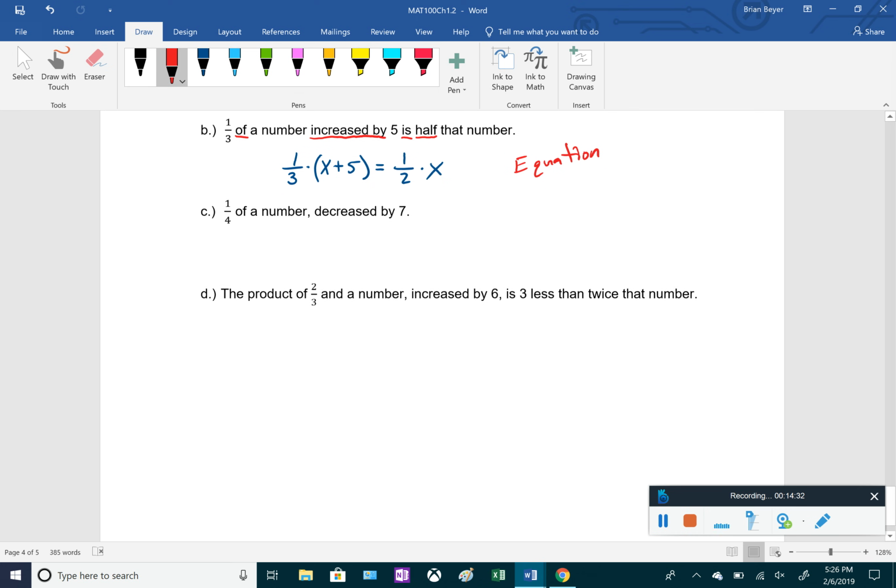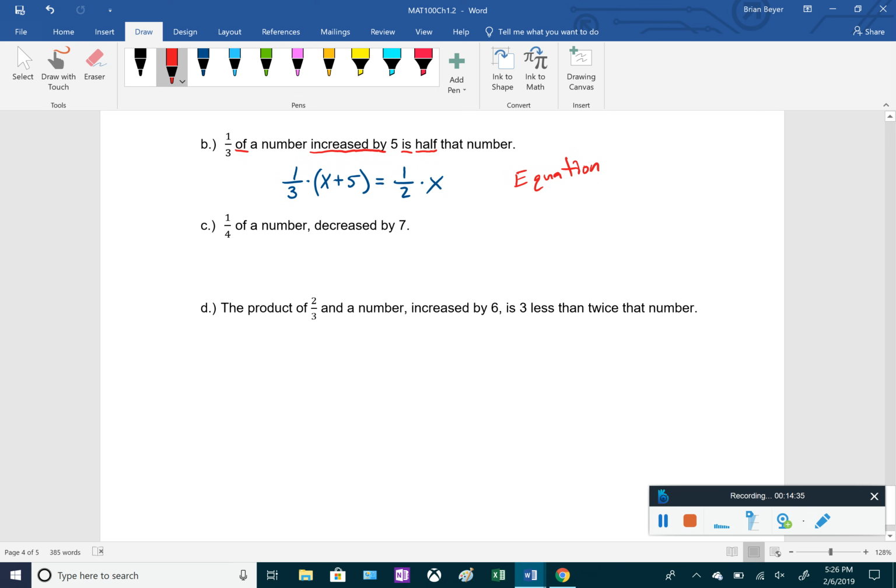Okay, and then for C, so we can see the difference here, we have 1/4 of a number, decreased by 7. So we see of, multiplication, decreased by, subtraction. So we have 1/4 of a number. So this time the difference is this comma. It's essentially 1/4 of the number, and then it is decreased by 7. So there are no parentheses for this one. So that comma means no parentheses. And this is an expression because there's no equal sign.